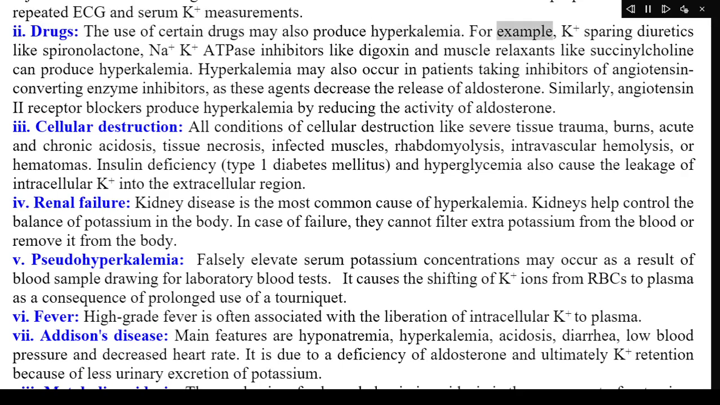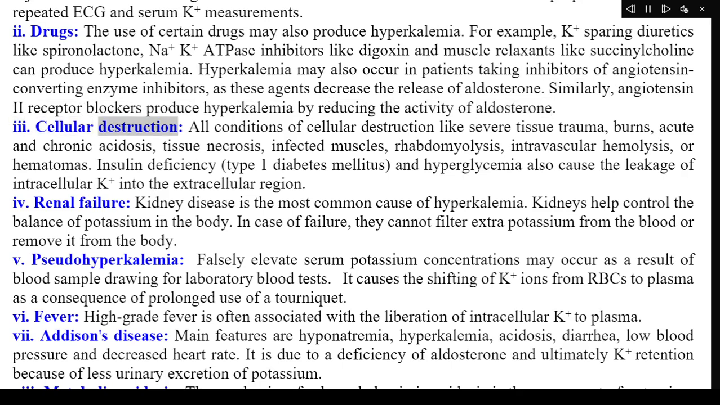2. Drugs. The use of certain drugs may also produce hyperkalemia. For example, K+ sparing diuretics like spironolactone, Na+K+ ATPase inhibitors like digoxin and muscle relaxants like succinylcholine can produce hyperkalemia. Hyperkalemia may also occur in patients taking angiotensin-converting enzyme inhibitors, as these agents decrease the release of aldosterone. Similarly, angiotensin II receptor blockers produce hyperkalemia by reducing the activity of aldosterone.